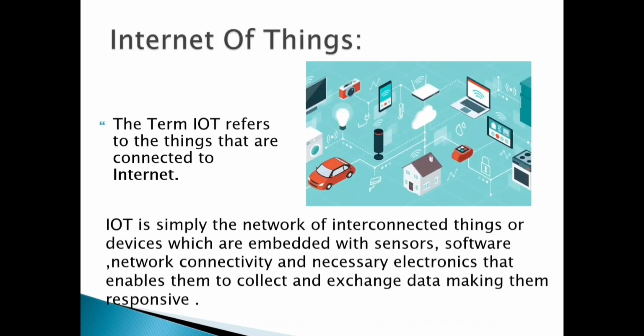Internet of Things. Internet of Things is simply called as IoT. The term IoT refers to the things that are connected to Internet. IoT is simply the network of interconnected things or devices which are embedded with sensors, software, network connectivity, and necessary electronics that enables them to collect and exchange data, making them responsive.